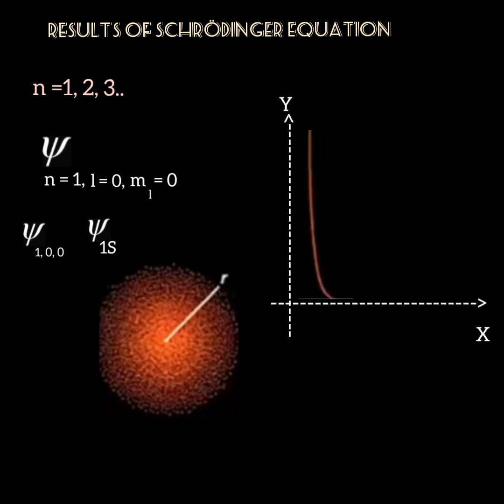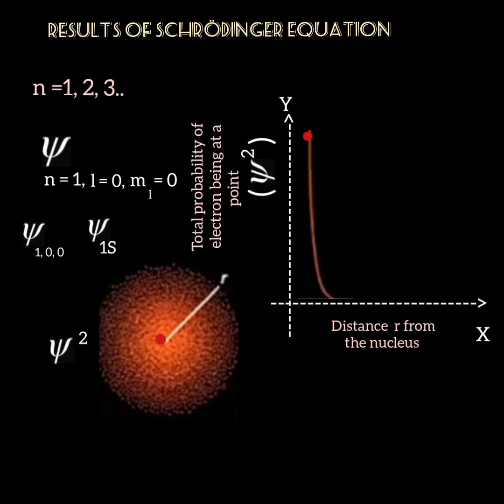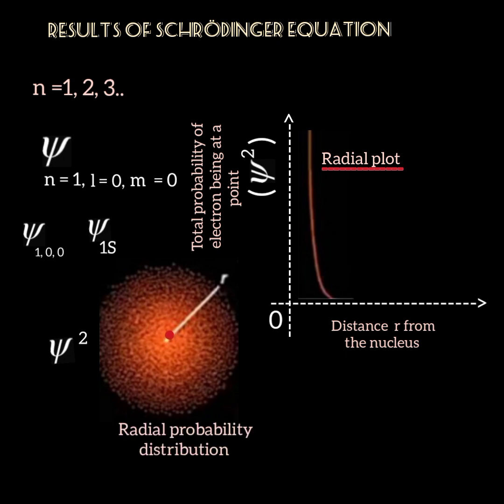According to the German physicist Max Born, the square of the wave function, psi square, at a point gives the probability density of the electron at that point. This plot is the radial plot. Right here, this point is 0. It indicates the center of the nucleus. This is the psi 1s orbital wave function.